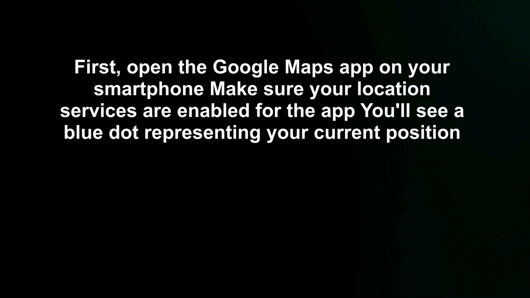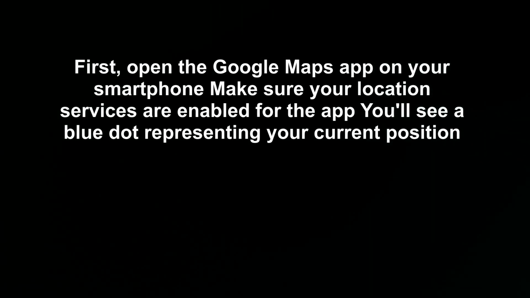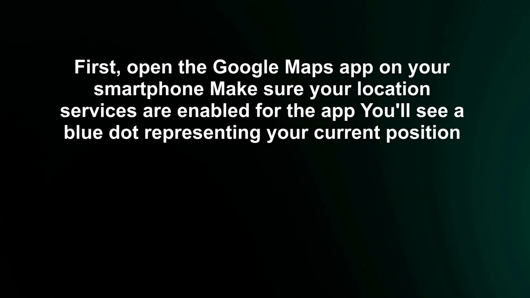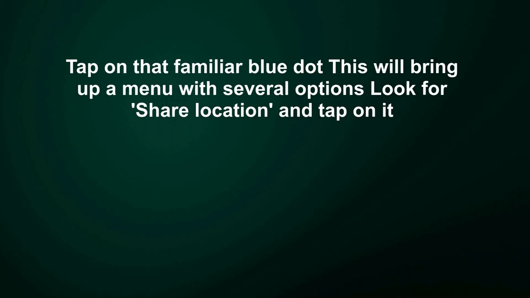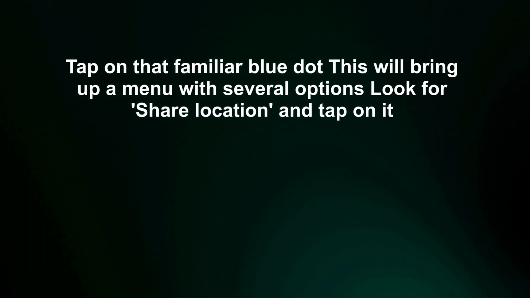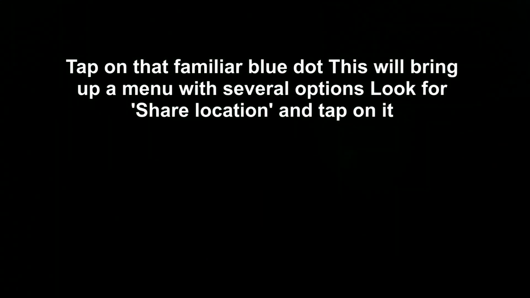First, open the Google Maps app on your smartphone. Make sure your location services are enabled. For the app, you'll see a blue dot representing your current position. Tap on that familiar blue dot. This will bring up a menu with several options. Look for Share Location and tap on it.